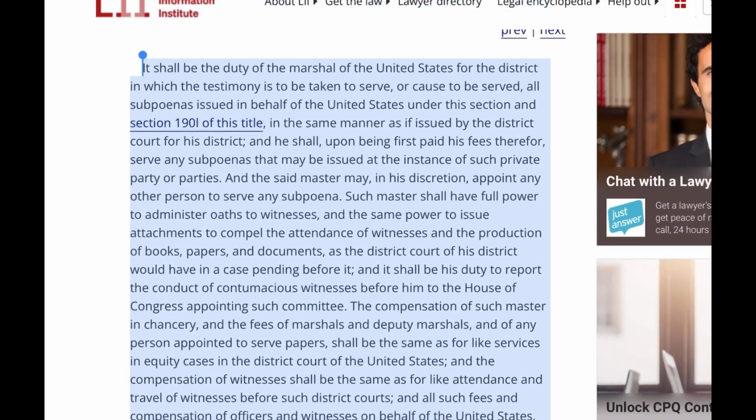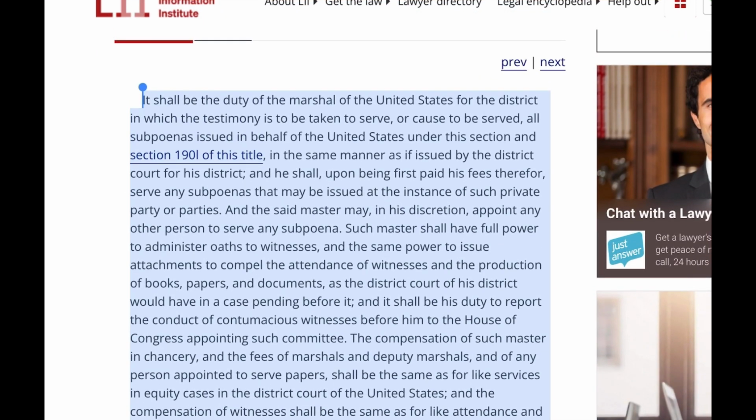It shall be the duty of the Marshal of the United States for the district in which the testimony is to be taken to serve, or cause to be served, all subpoenas issued in behalf of the United States under this section and Section 190 letters of this title, in the same manner as if issued by the district court for his district. And he shall, upon being first paid his fees therefor, serve any subpoenas that may be issued at the instance of such private party or parties. And the said master may, in his discretion, appoint any other person to serve any subpoena.